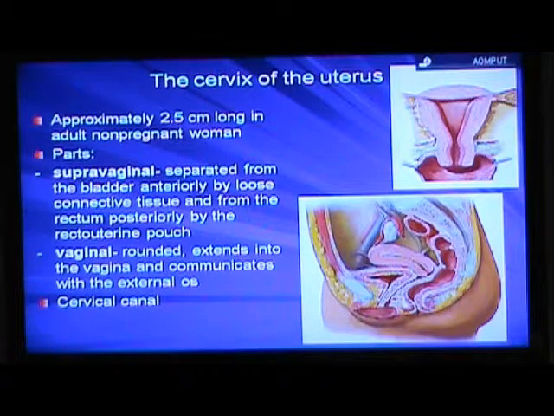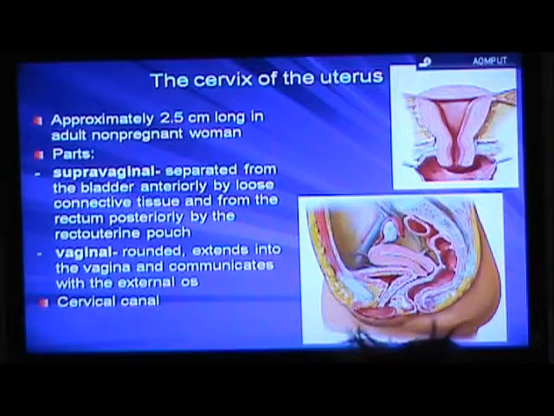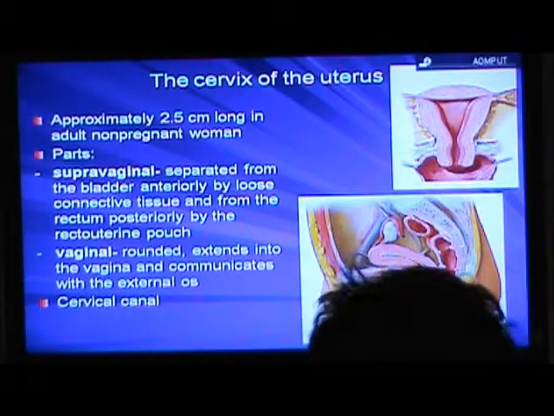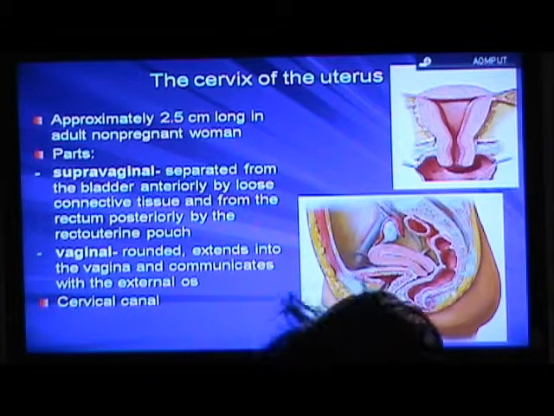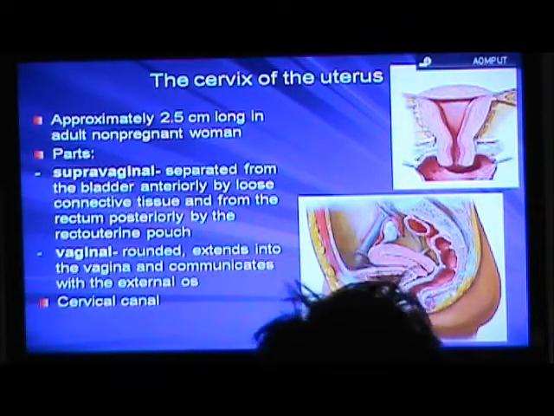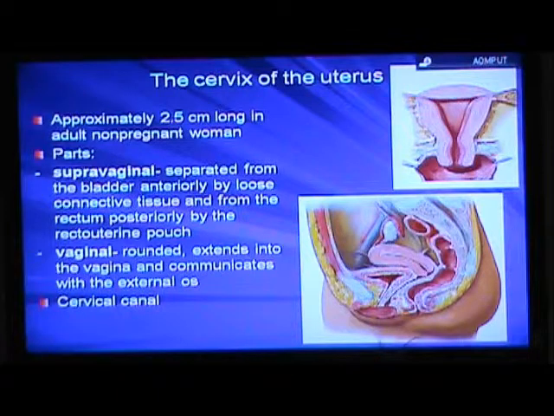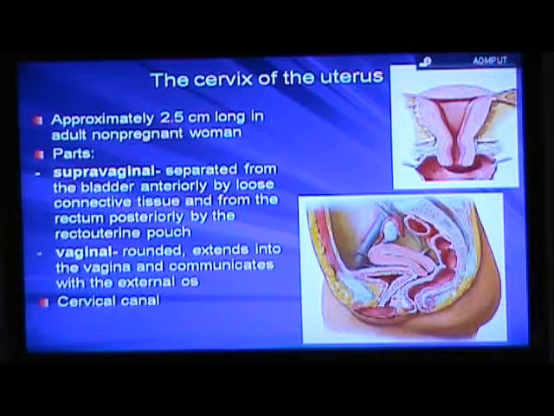The cervix of the uterus is approximately 2.5 centimeters long in adult non-pregnant women. The cervix of the uterus has two parts. So look, this first part is the supravaginal part, which is separated from the bladder anteriorly by loose connective tissue, and from the rectum posteriorly by the recto-uterine pouch, so this is the Douglas cavity.